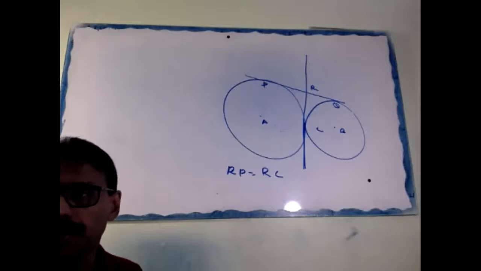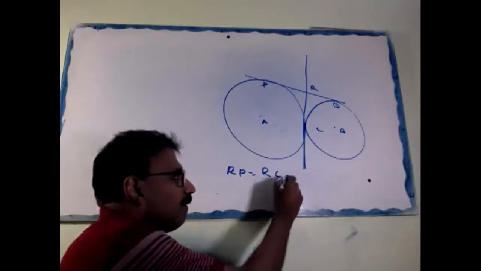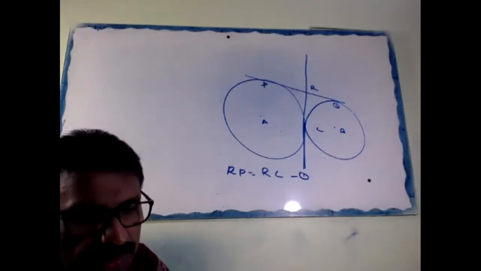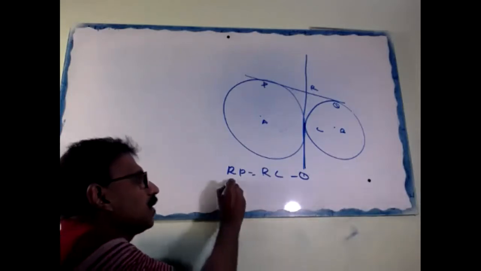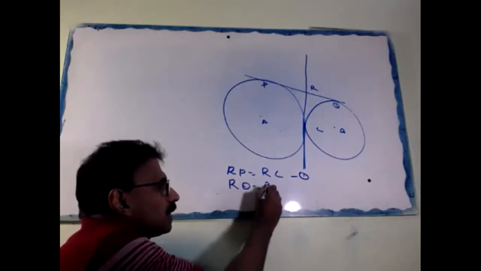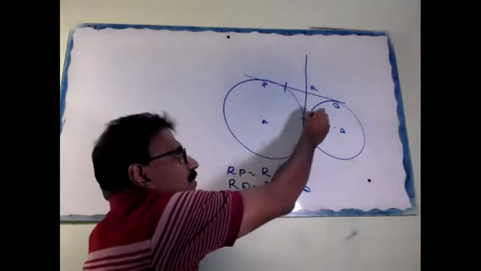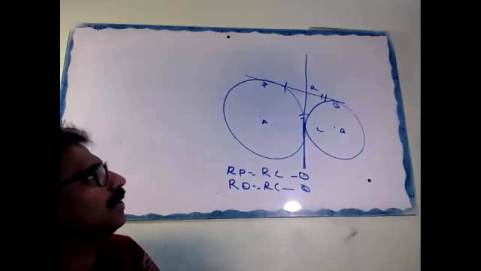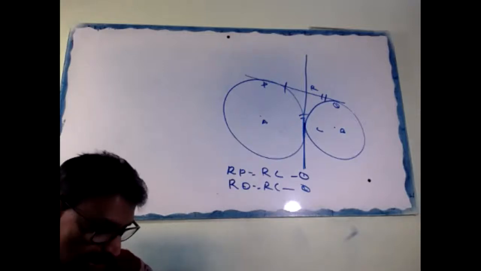Okay, look here. RP equal to RC. Number one. Reason: only one reason. Straight away you write tangents from an external point are equal. Then RQ equal to RC, number two. This one equal to this one, this equal to this one. So what? RP equal to RQ. Finish. I hope everybody got it right.